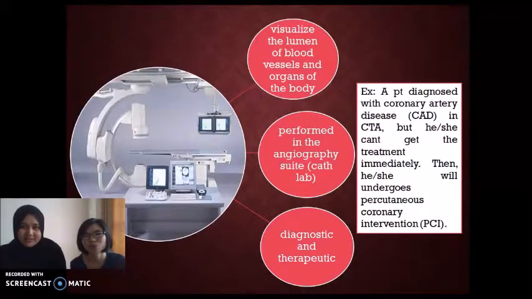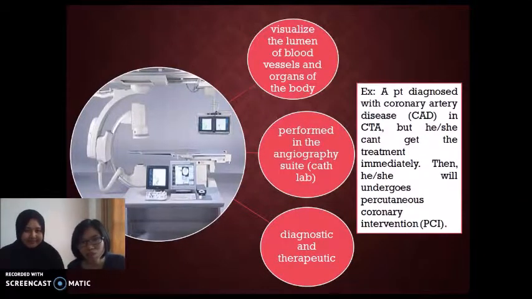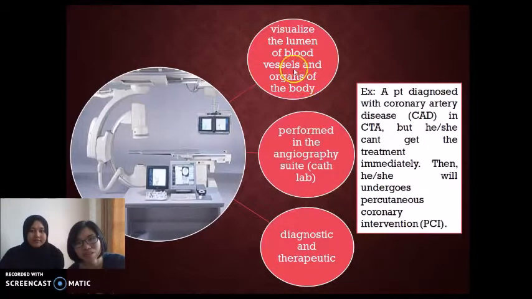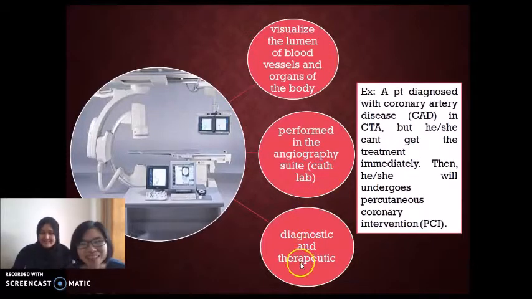We go to the angiography machine. Unlike CT scan, which can provide slicing, cross-sectional images, angiography is only used to visualize the movement of blood vessels and organs of the body. So it can clearly show the blood vessels and the blood vessels supplying the organs. Usually it's performed in the angiography suite, which as I mentioned is the cath lab in the hospital. It provides treatment, unlike CT scan, which is only for diagnosis. So angiography provides two functions, diagnostic and therapeutic.